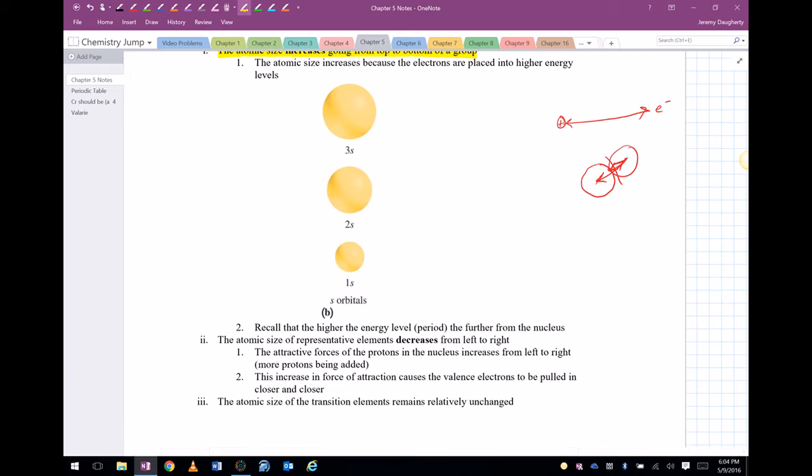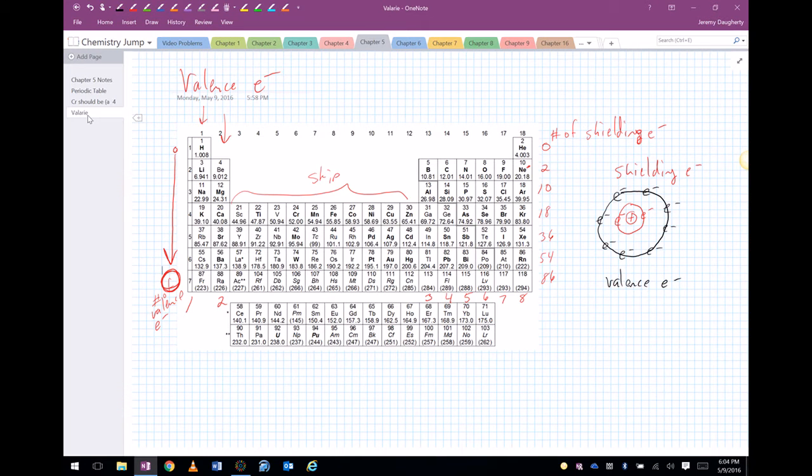Let's skip to right here. The atomic size of representative elements decreases from left to right. Now what that means, go back to your periodic table, is, let's use lithium instead because it's a better example. Here's lithium, make it kind of big like that. Then as we move over here, it gets smaller. Here's neon. Neon is much smaller than lithium.